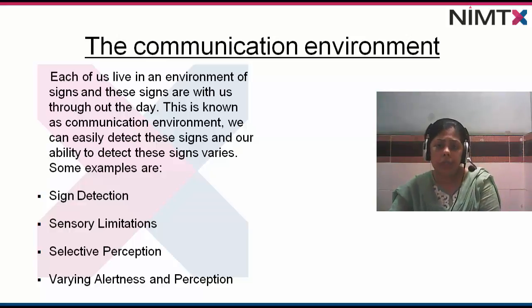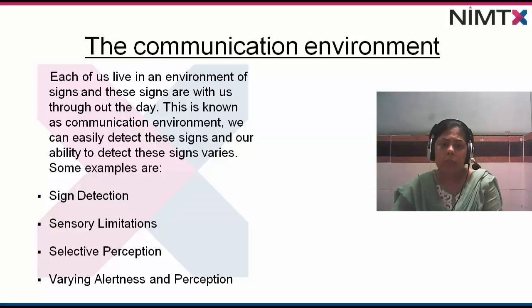The communication environment. Each of us lives in an environment of signs, and these signs are with us throughout the day. This is known as communication environment. We can easily detect these signs, and our ability to detect these signs varies. So what are some of the examples? Sign detection, sensory limitations, selective perception, varying alertness and perception.